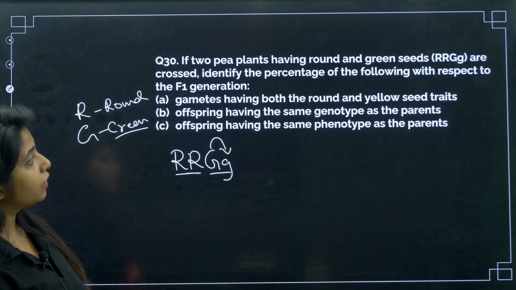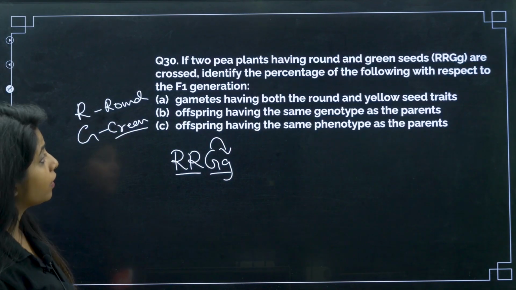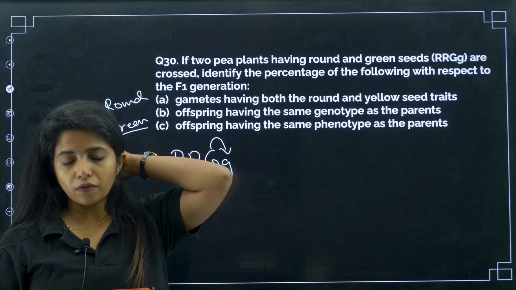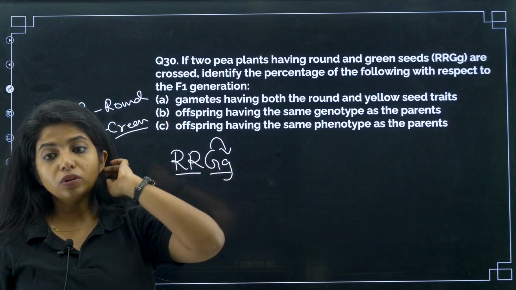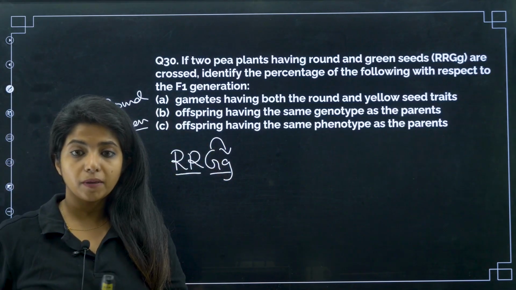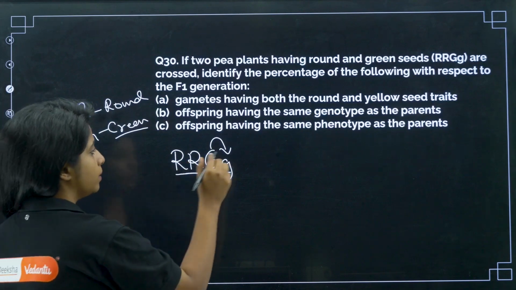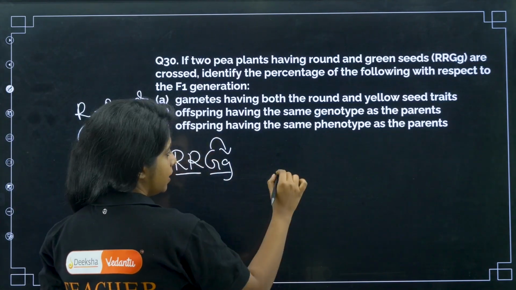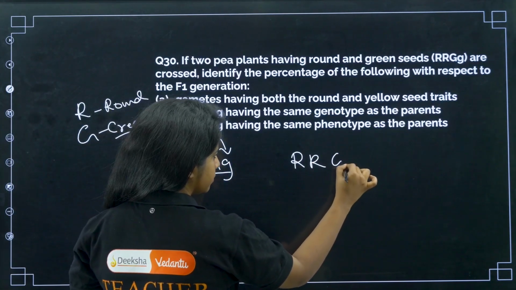Now identify the percentage of the following with respect to F1 generation. We have to find with respect to F1 generation gametes having both round and yellow seed traits. First thing, ma'am, how to form gametes? Very easy. Listen to me. So this is the parent. This is another parent that we are having.